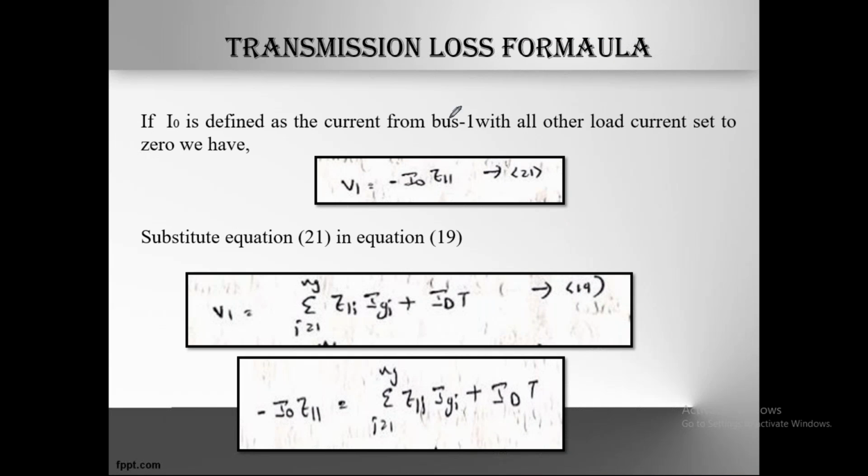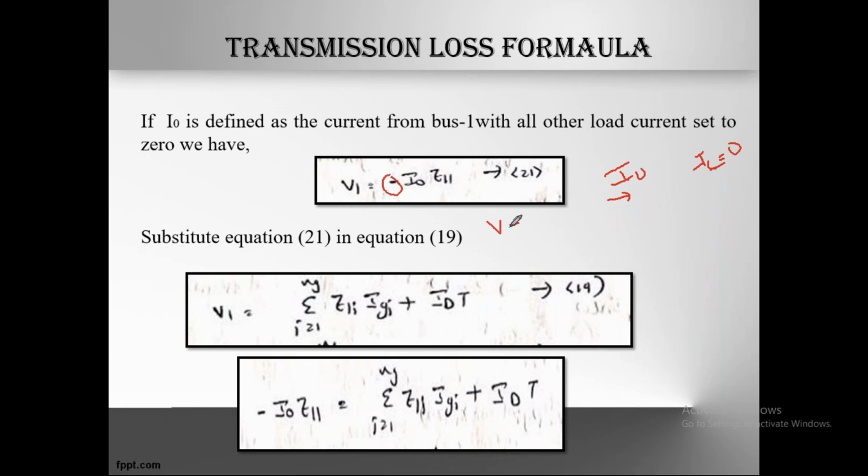And here initially I'm assuming that I0 is defined as the current from bus 1 with all other currents being 0. So here I am considering I0 as the current that was sent to the bus, and all the remaining load currents IL I am assuming as 0. The negative sign indicates that after finding the total voltages we have to subtract this value. That's why I indicated minus here.